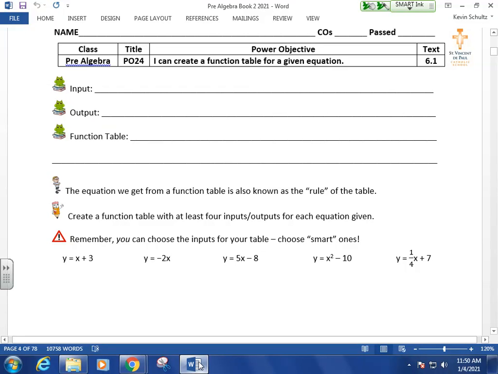Hello and good day, pre-algebra, here with you on this Tuesday, January 5th, going back to PO24 and working more with function tables, but in more of a real-life context. And again, where this is heading, using these function tables in real-life situations, we're going to eventually be graphing these on the coordinate plane. And the function table is just one way to get ordered pairs for those graphs.